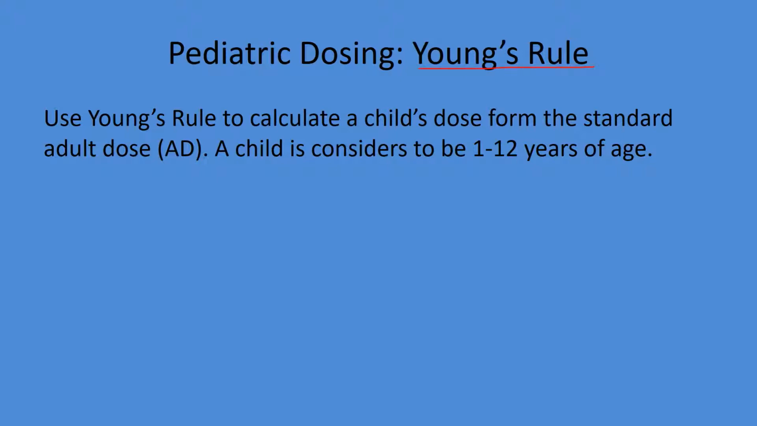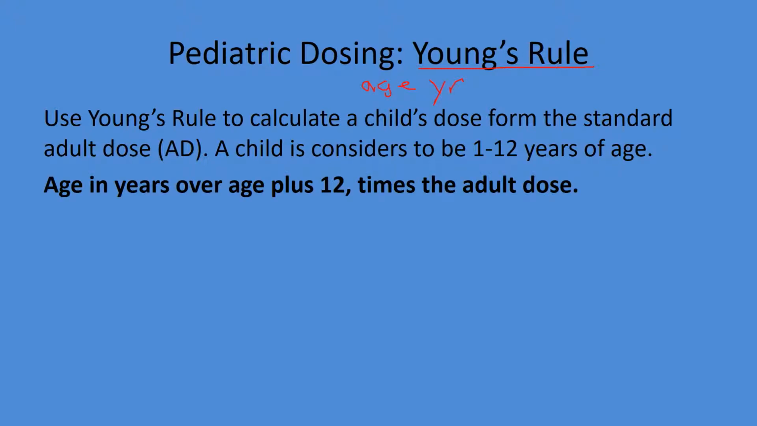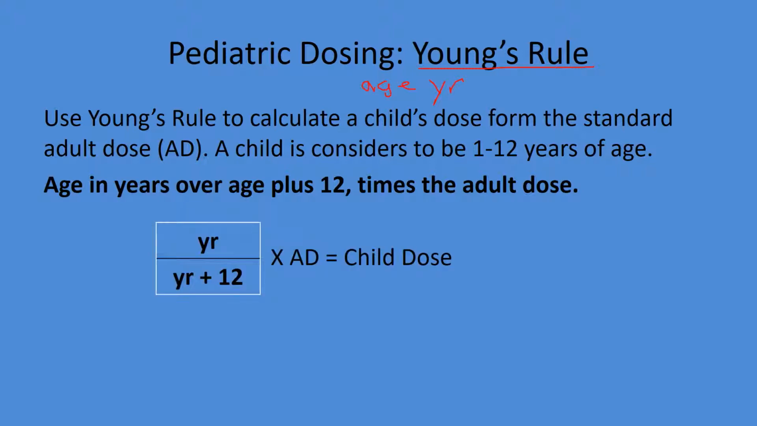Young's rule. Clark's rule uses weight. Young's rule is going to use age. In this case, the age needs to be in years. So all you do is take the child's age, put it over their age plus 12, times the adult dose. So make sure you do whatever's in the denominator first.